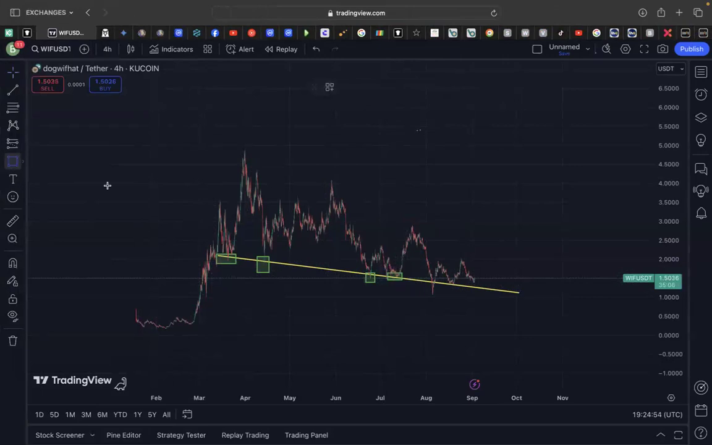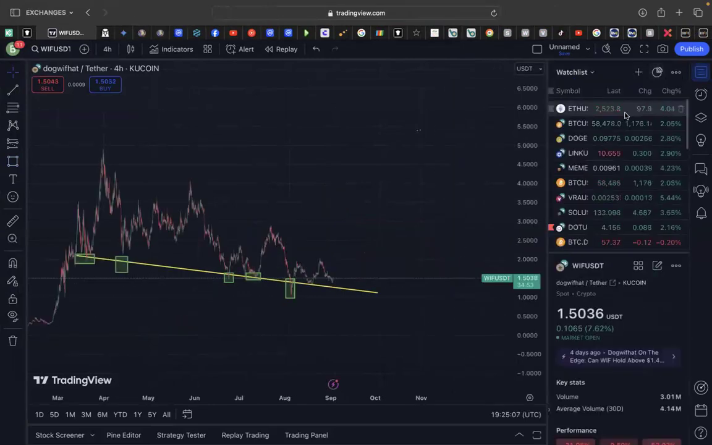Here we have a false breakout somewhere here. I'm sure this false breakout on the support happened when Bitcoin went to 49,000. As you can see, that move from Bitcoin affected the whole market essentially. It also broke this support, a false breakout, thankfully.